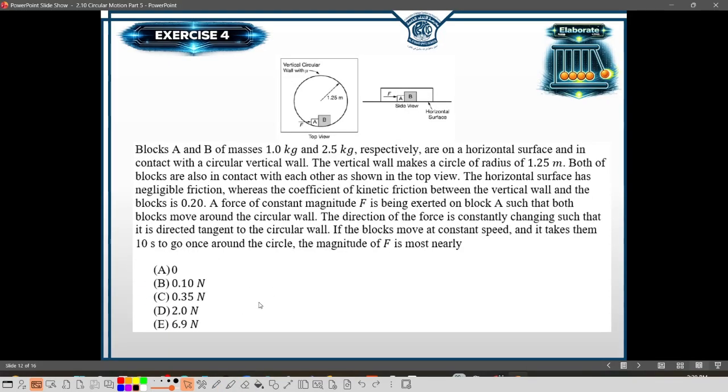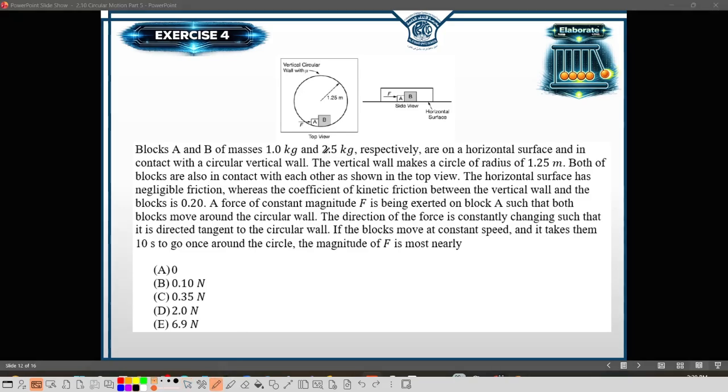Blocks A and B of masses 1 kilogram and 2.5 kilogram respectively are on a horizontal surface and in contact with a circular vertical wall. So there is a vertical wall here. This is the side view. When we look at the top view, we find this is the table from above, and these are the boundaries or the walls of the circular path. So here we have a contact between the two blocks and the walls of the circular path.